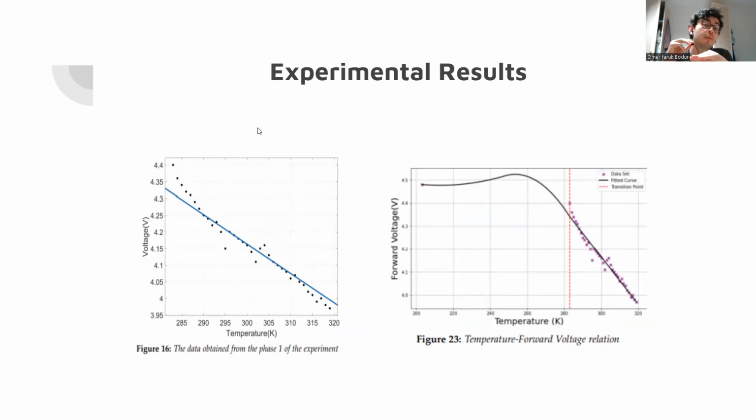So we use a linear fit. And the value we obtained for the coefficient is minus 0.01 volts per Kelvin. But in the second phase of our experiment, we found that our voltage is 4.48. And we interpolate by using the transition point, and our graph is like this.